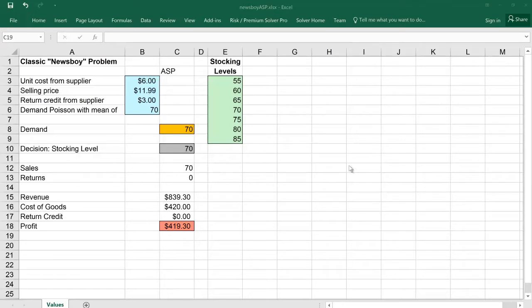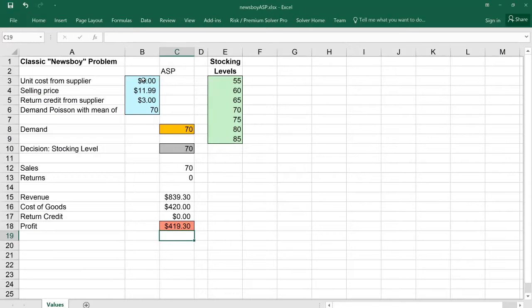Hello. In this video, I'm going to show you how to use Analytic Solver Platform to run a simple simulation. We are going to use the Newsboy problem as the base for our simulation. So here the situation is the following. We have a newsboy that has to decide how many units to stock at the beginning of the day.